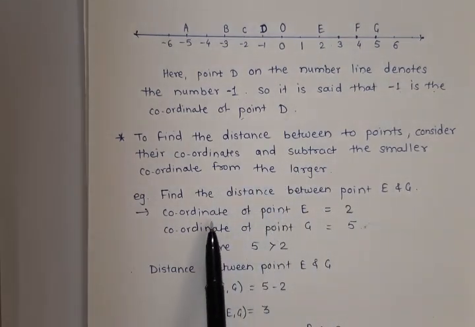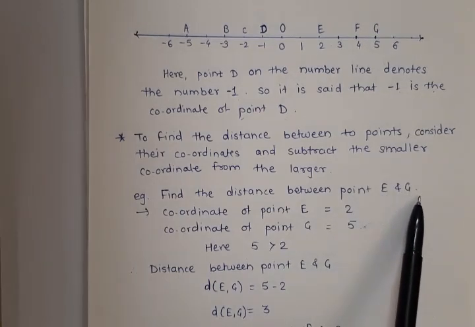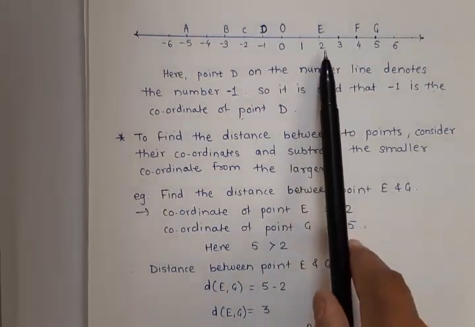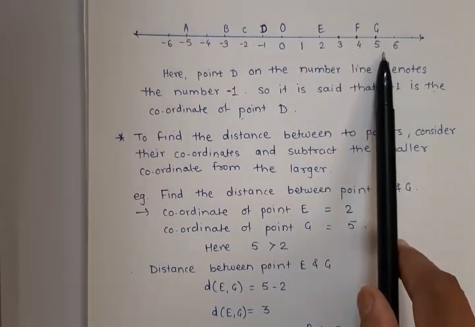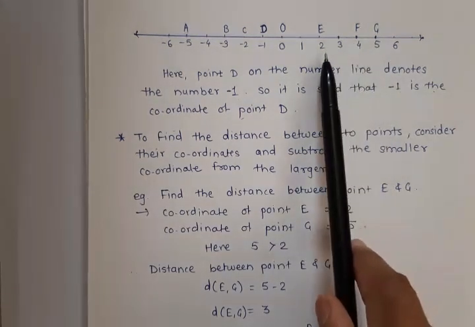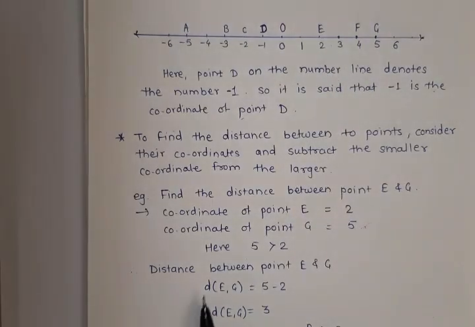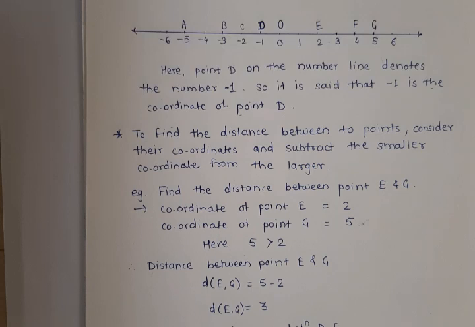For example, find the distance between the point E and G. Now you can observe the number line. On the number line the coordinate of point E is 2 and the coordinate of point G is 5. Obviously 5 is greater than 2. So the distance is written as d(EG) equals 5 minus 2. So the distance between the points EG equals 3. In this way you can find out the distance between the given 2 points.